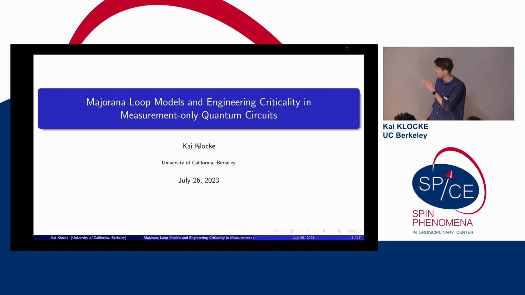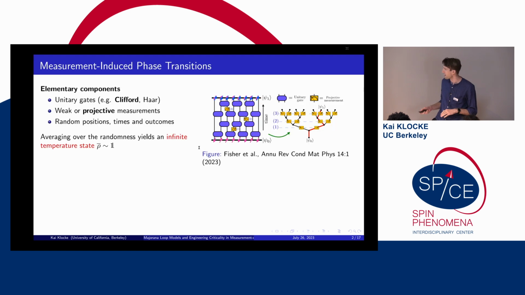Yeah, so as the title suggests, I'll be talking about Majorana loop models in measurement-only quantum circuits. And since I think this subject is maybe rather different than what a lot of folks here work on, I'd like to start with a bit of background on random quantum circuits and measurement-induced phase transitions.